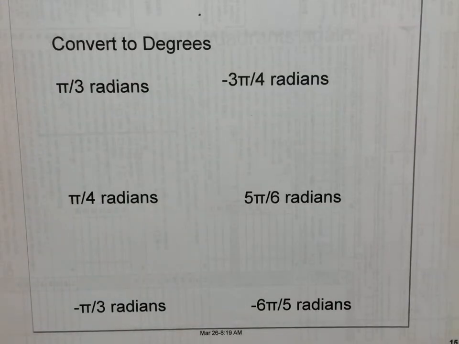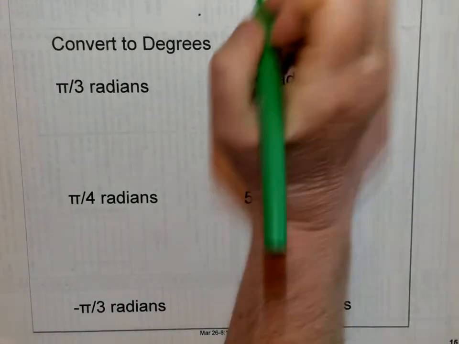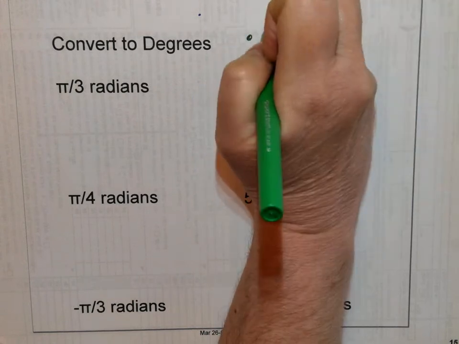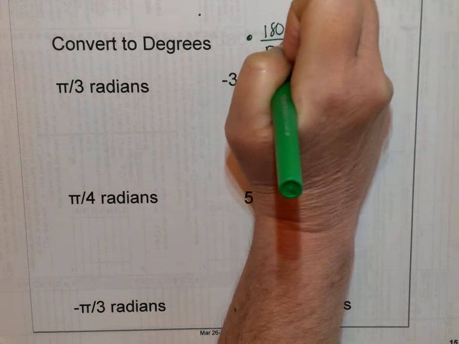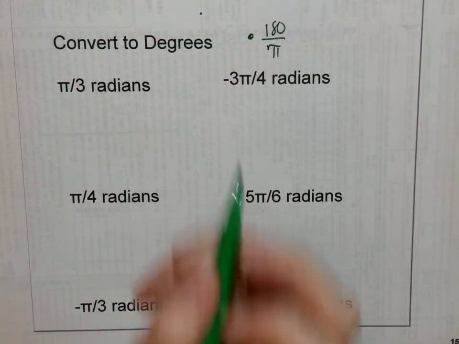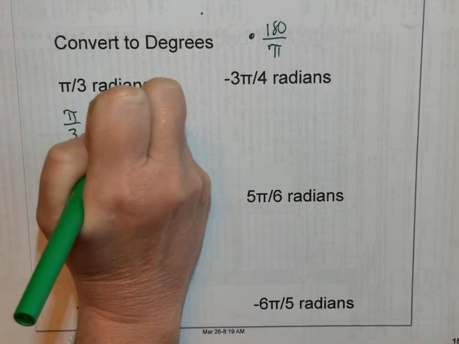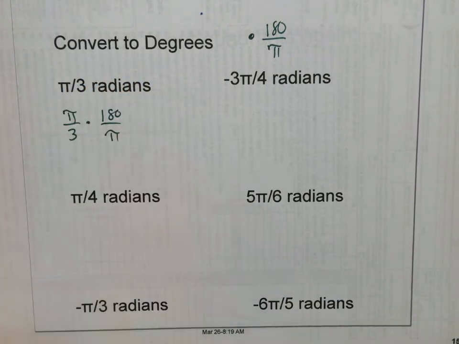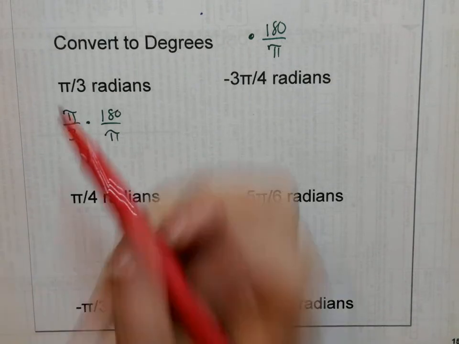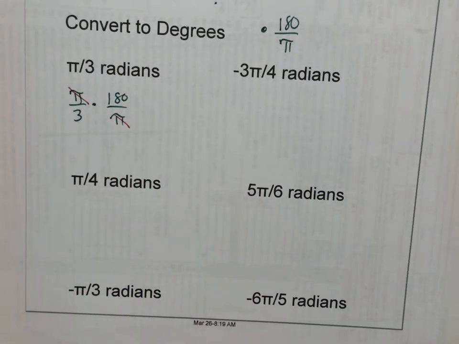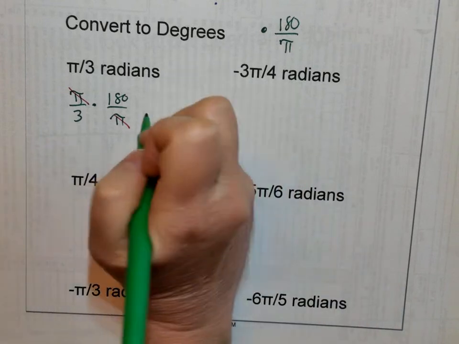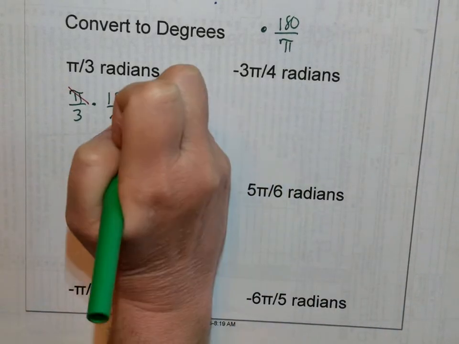What if I want to convert pi over 3 to degrees? Now I'm going to multiply by 180 over pi. I need the pi on the bottom so they go away. So I start with pi over 3 times 180 over pi. The pi's will cancel. That's the easy part. Now I have 180 divided by 3, which is 60 degrees.